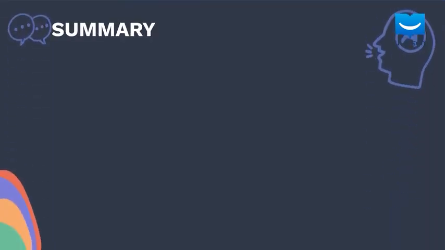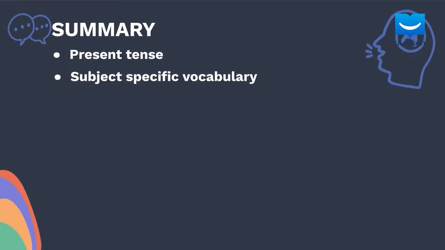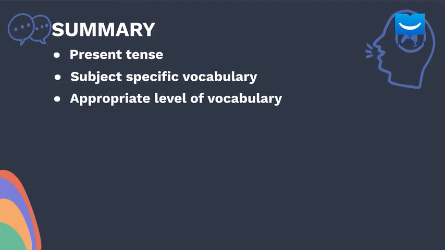Informative essays should be written in present tense. Your choice of vocabulary should be specific to the topic of the essay, and it should be at the appropriate level for the target audience. Passive voice is usually more effective in drawing attention to important aspects of the essay. The essay should have a formal and objective tone.